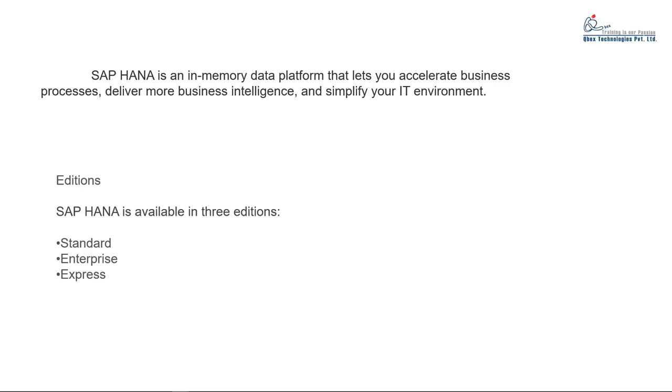Now, when it comes to SAP HANA, we have it available in 3 editions. When you buy HANA from SAP, as of today, we have 3 editions, but it keeps changing regularly. As of 2018 Feb, we have 3 editions: one is standard edition, one is enterprise edition, and one is express edition. We'll see what is standard and what is enterprise.